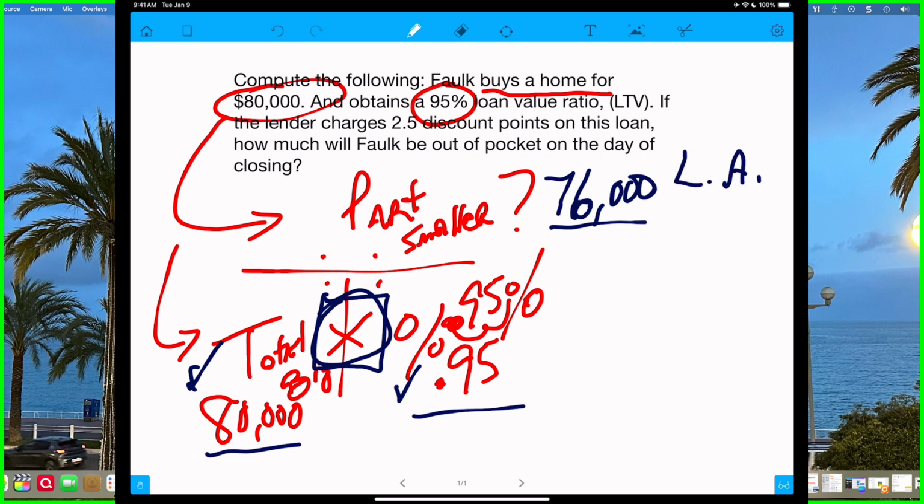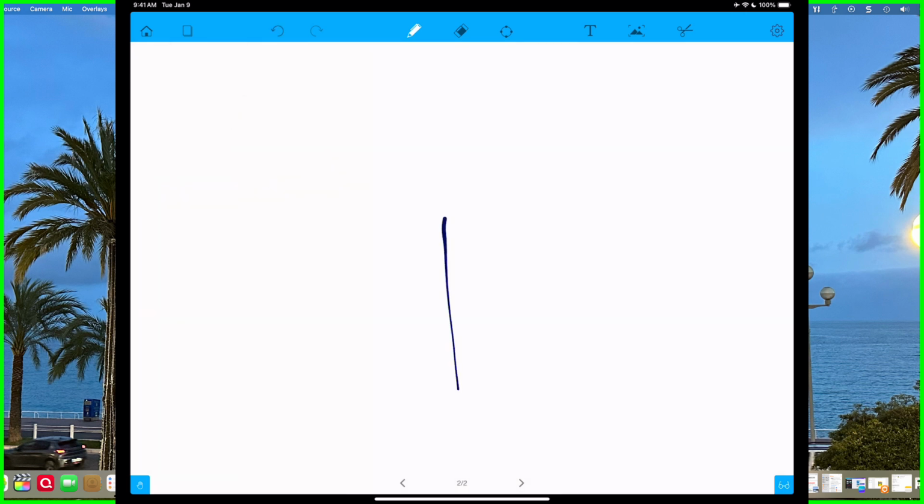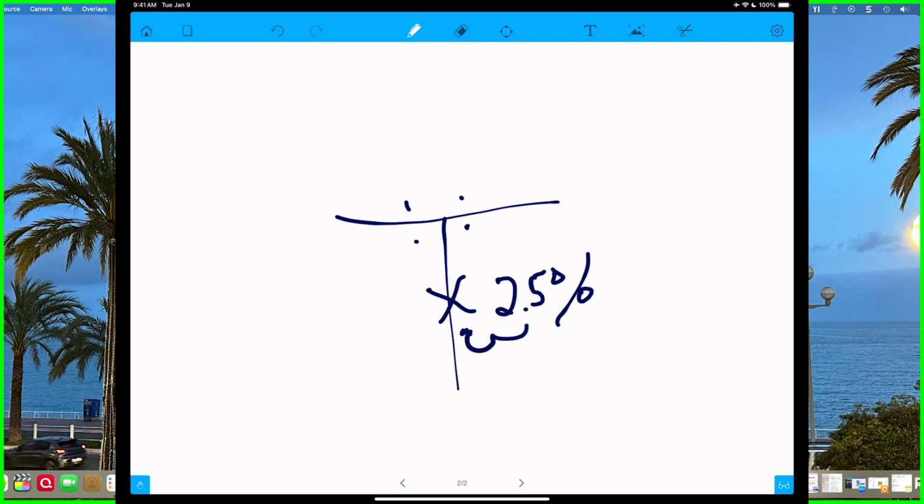Now we're going to work another T problem, because the lender's charging 2.5 discount points. Always put your math on there. 2.5%. Or if we move the decimal over, we got to add a 0 out there. So it's going to be 0.025. That's our percent, right? Now, what's total?